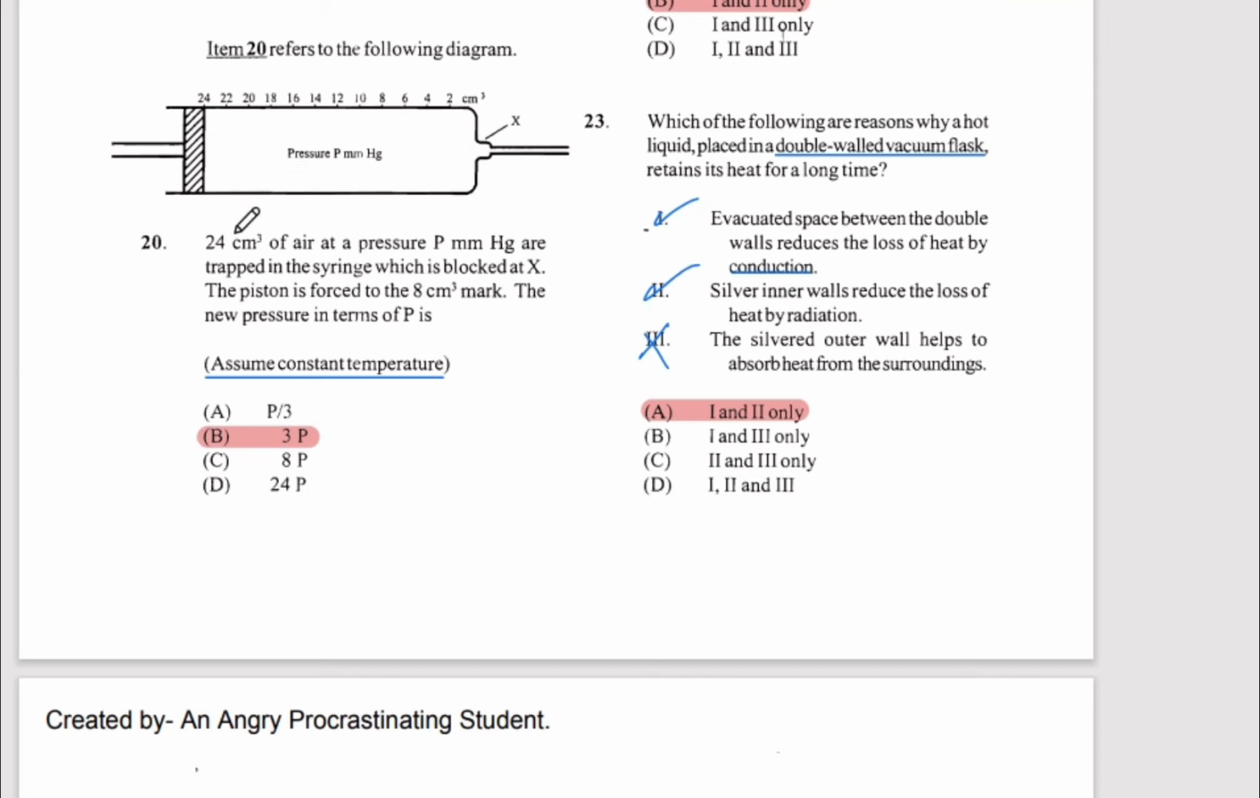24 centimeter cubed of air at pressure P is trapped in the syringe which is blocked at X. The piston is forced to the 8 centimeter cubed mark. The new pressure in terms of P is, and we're supposed to assume that temperature is constant, and that's 3.